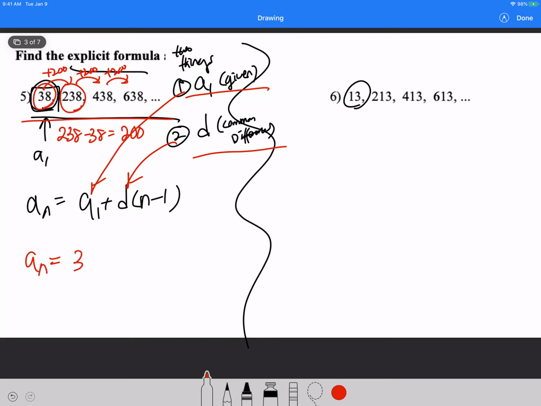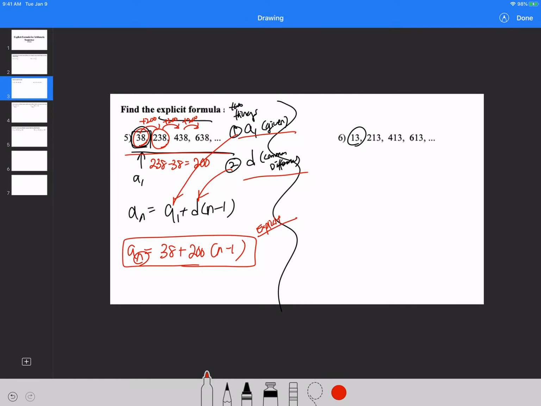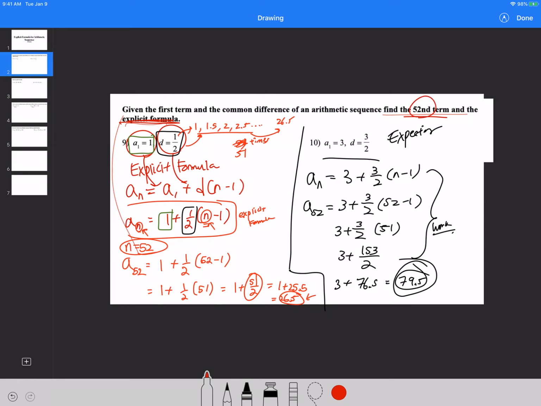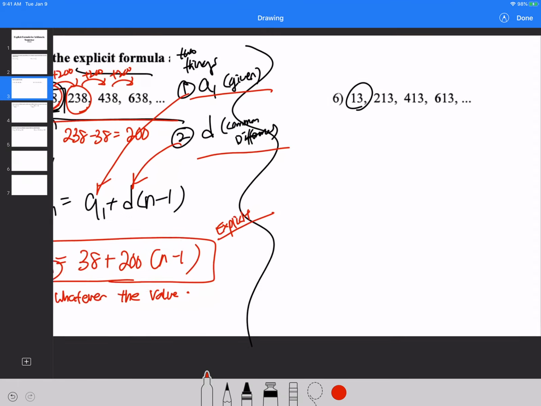My final answer. That's it. Stop right there. That is your explicit formula. The explicit formula should always contain n in it. Let's say then, from like the first slide, I ask you to find the 52nd term, 152nd term, or I don't know, 77th term. You just have to substitute n as whatever the value is. And then you'll be able to solve it using a calculator.